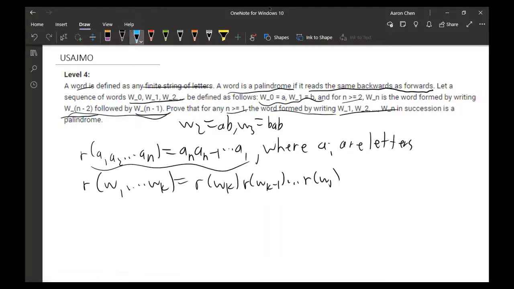And so now we already know that W1 is B, and then W1, W2 is BAB, and W1, W2, W3 is BAB, BAB. And so we can confirm that all three of these are palindromes.